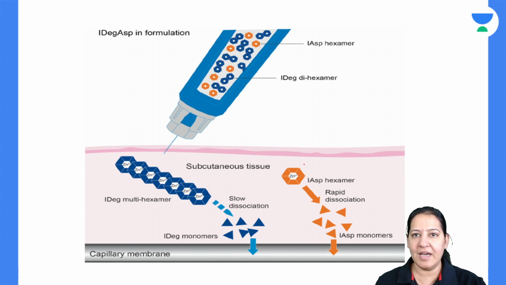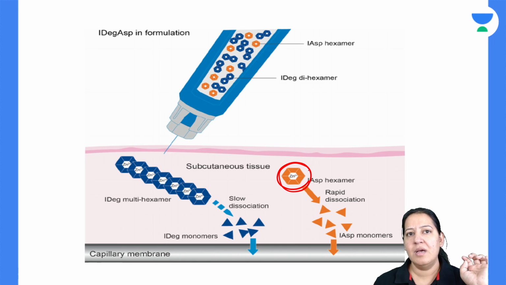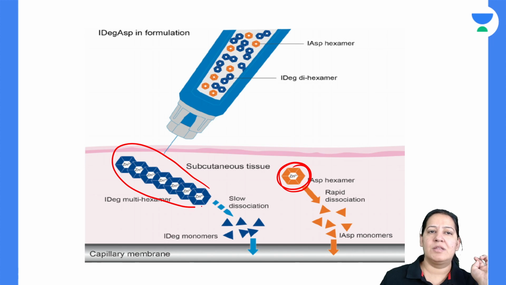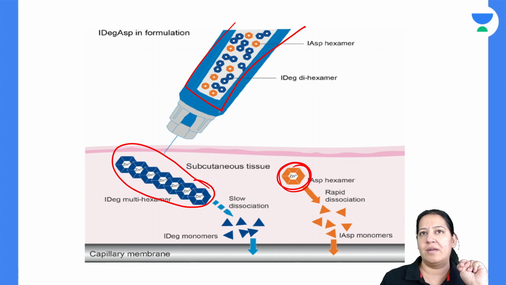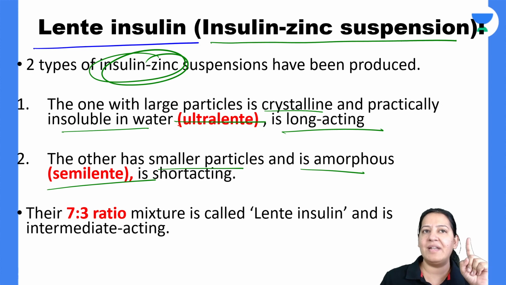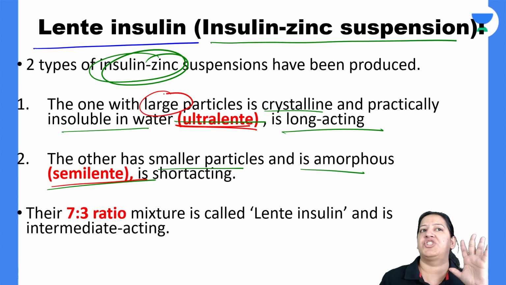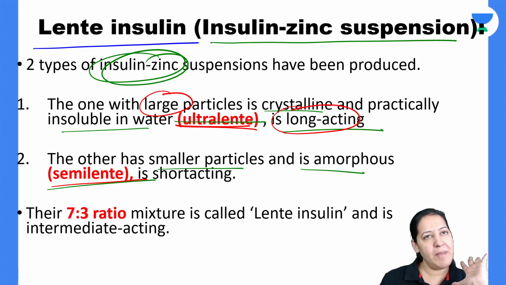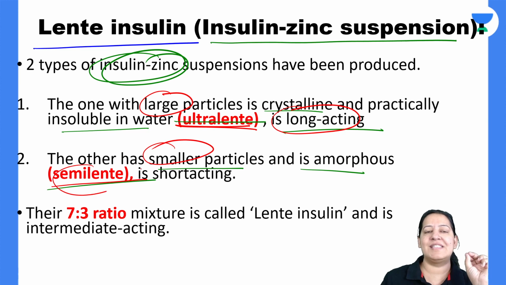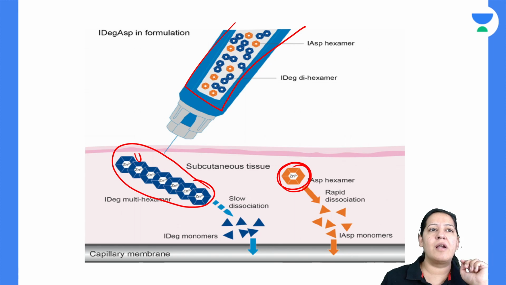So you can see here this one, and you can see here this one. Two types of insulin are used. This is the injection of insulin. It contains two types of insulin. One is ultra Lente, one is semi Lente. In ultra Lente, the insulin particles are large, so they are long acting. They will be absorbed slower. And in the other type, the molecules are smaller. It is semi Lente.